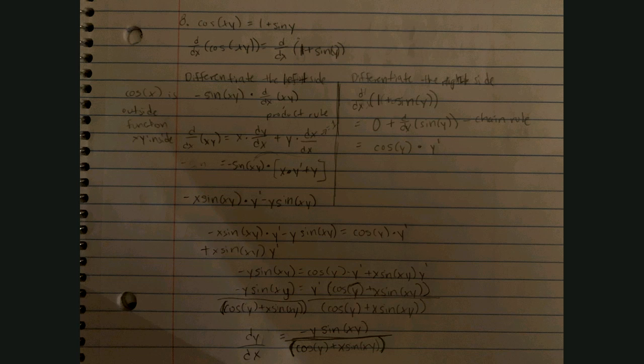And then to simplify the function further, we divide the other side by the cos y plus x sine xy. And so the dy dx would equal negative y times sine xy over cos y plus x sine xy. Okay, great. For this one, you may write the negative sign up front.